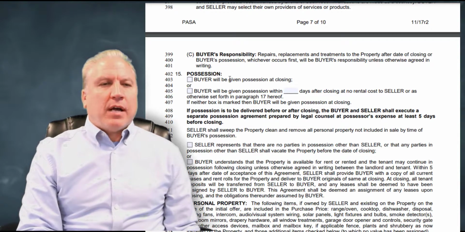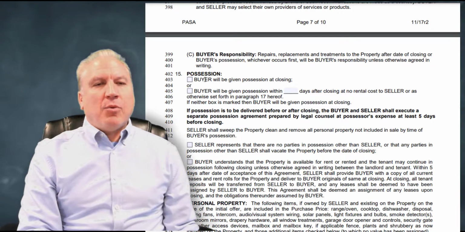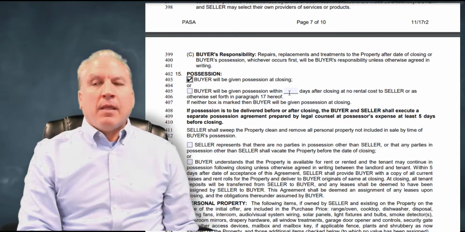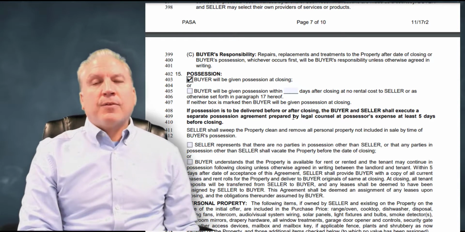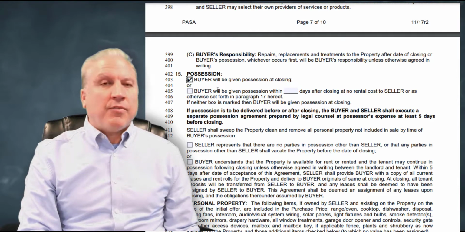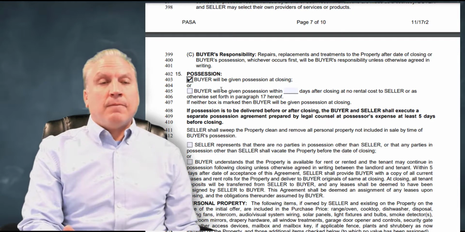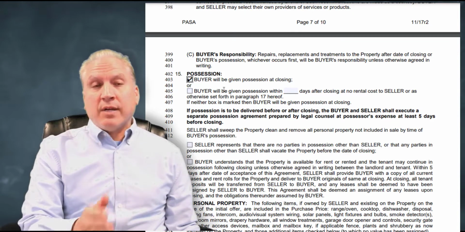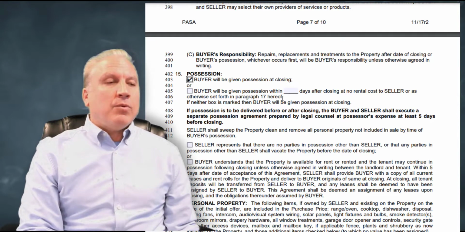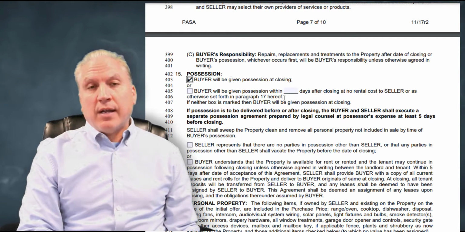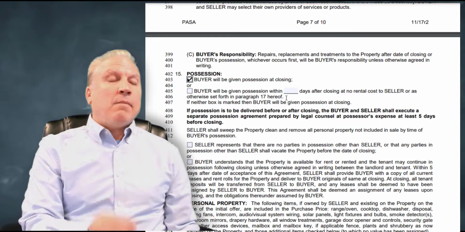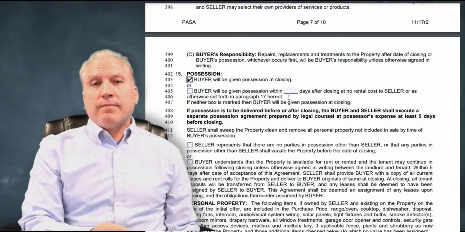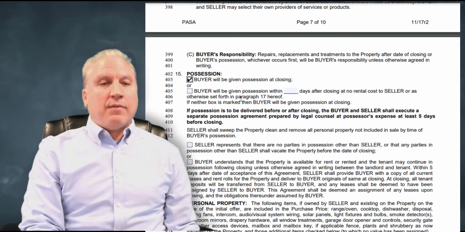Another important part of a contract is possession. Normally, buyer will be given possession at closing. That box is checked. If you are a buyer and you do not get possession at closing, be aware that there are some risks. If the seller is going to continue to live there for another 3 weeks because their new house isn't ready, or if there's a tenant in the house that's renting it that hasn't moved out yet, be aware that as soon as you close on a house that somebody else is living in, you now become a landlord.